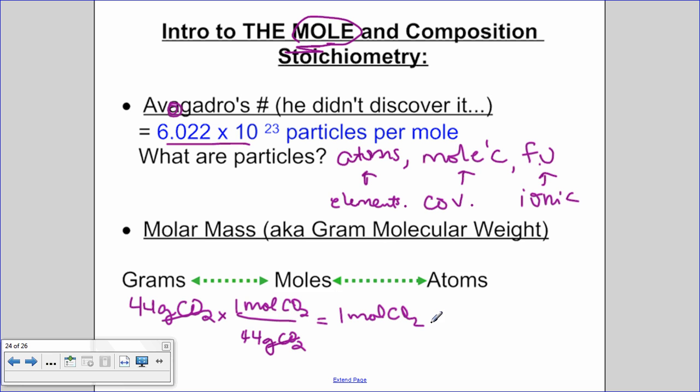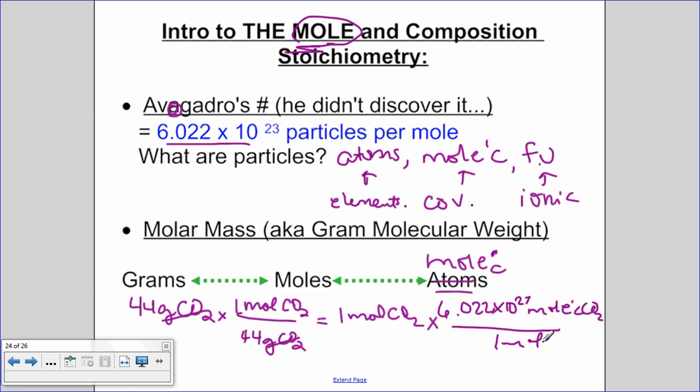All right, so now I want you to convert to atoms. And I don't like this because I chose an example that used not atoms but molecules. So let's change this and do molecules. Okay, here we go. If I want to go to molecules, that means particles. So that means I'm going to use Avogadro's number, 6.022 times 10 to the 23rd molecules of CO2 per 1 mole. This is where my handwriting is getting lovely, so forgive me here.